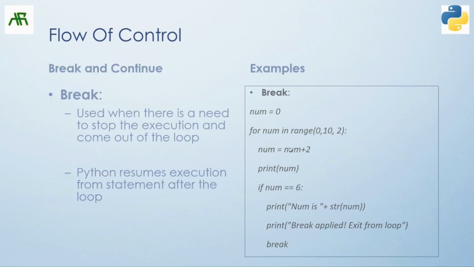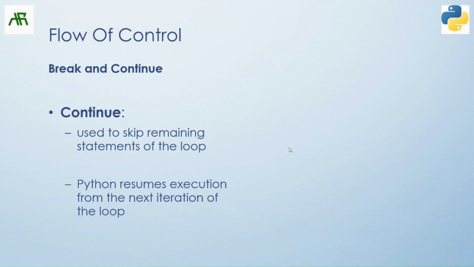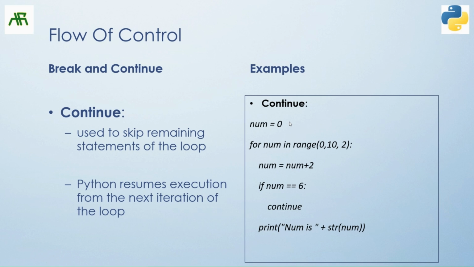The next one is the continue statement. Continue statement is used to skip remaining statements of the loop and go back to the next value in the iteration. It's not completely coming out of the loop. It is just skipping that particular condition or the value and goes back to the loop to execute the next iteration of the loop. Here is an example. Similar set of instruction like the break statement, only that it uses continue and a different set of print statements.